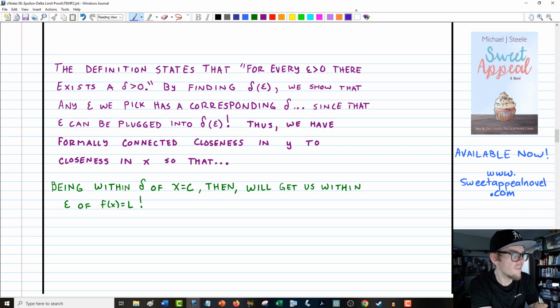So it says, the definition states that for every epsilon greater than 0, there exists a delta greater than 0. And so that is basically our beginning. We're trying to establish that this is an existence proof, by the way. We're trying to show that there is such a delta that exists to establish this connection. By finding delta as a function of epsilon, we can show that any epsilon we pick has a corresponding delta.